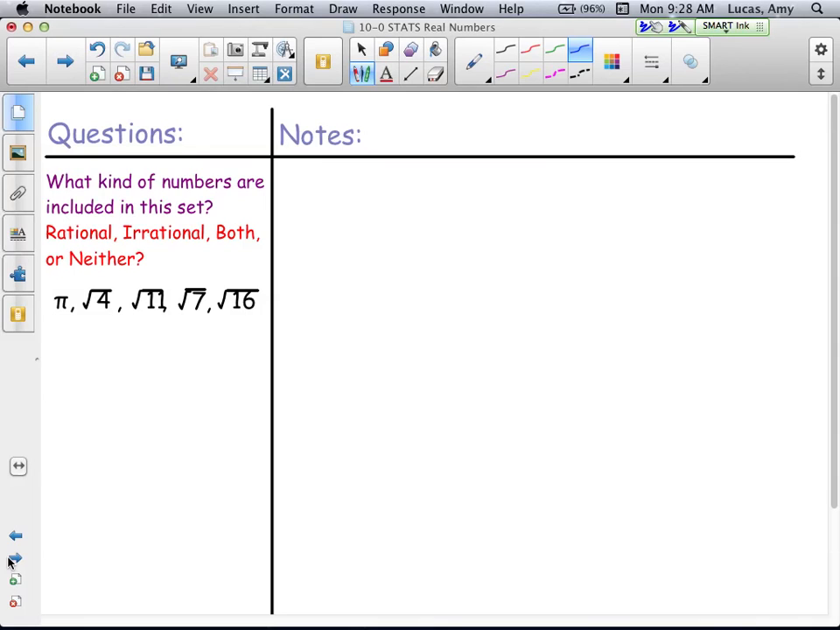So the entire set could be rational numbers, irrational, or both. It's not going to be neither. So rational, irrational, or both. Well, pi is irrational.